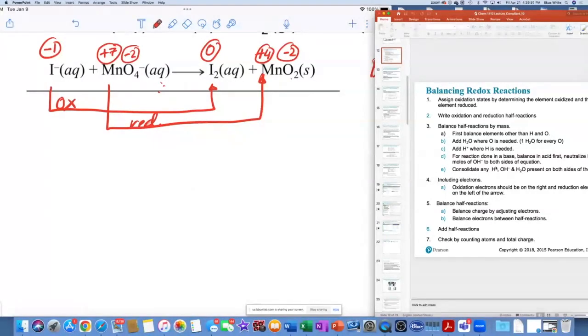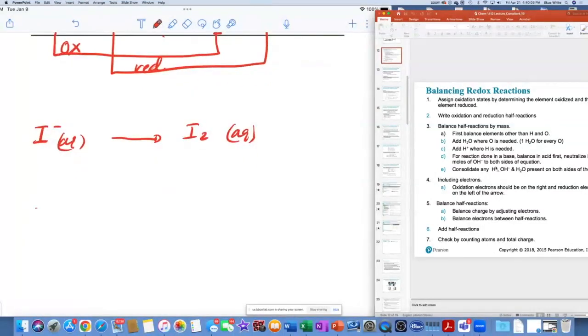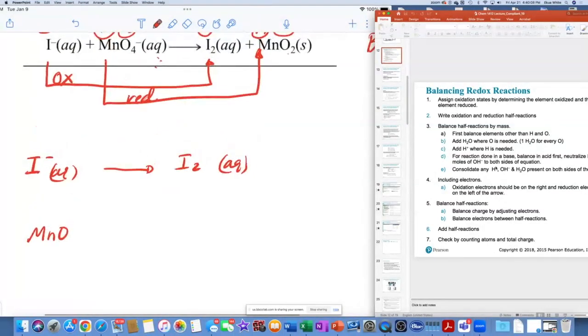Okay. Rule number two, write oxidation and reduction half reactions. So we know on one side, I minus aqueous becomes I2 aqueous. In the other step, we have MnO4 minus aqueous, and this becomes MnO2 solid. This is the oxidation, and this is the reduction.